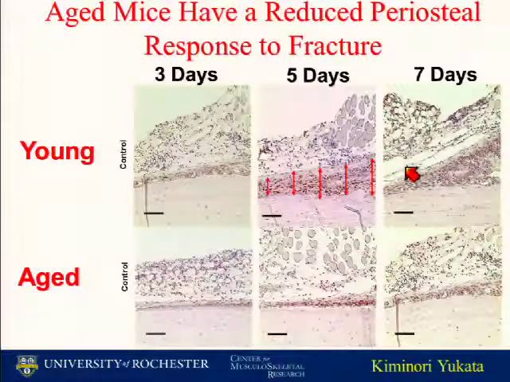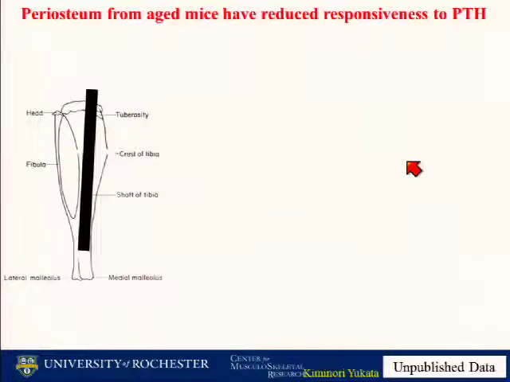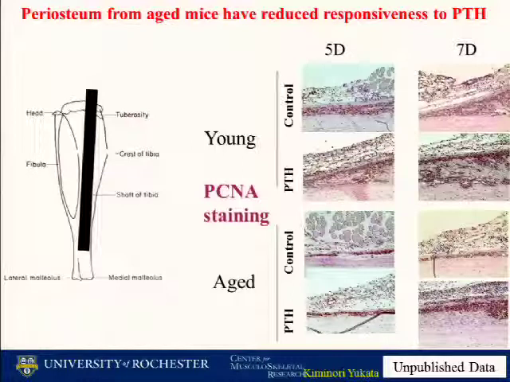They have the reduced responsiveness to PTH. In this experiment, we took the young mice and we treated with PTH, and PTH activates the stem cell populations along the surface of the bone, and it does it both in young and aged mice, but one of the key features is that you can see that there's a proportionate reduction in the responsiveness of aged mice to PTH. So not only do they have a reduced response to the injury signal itself, but the anabolic agents that can augment the injury response also have reduced activity.